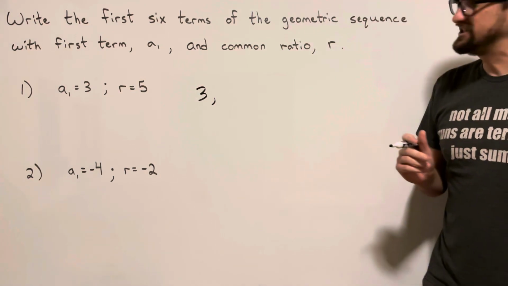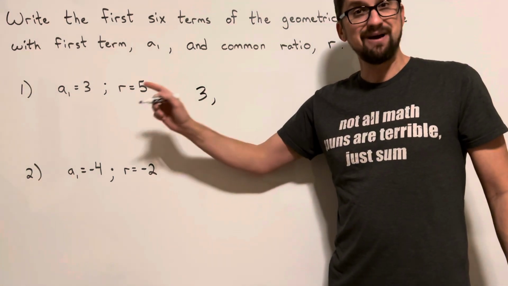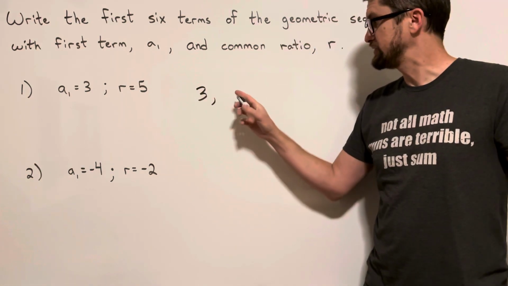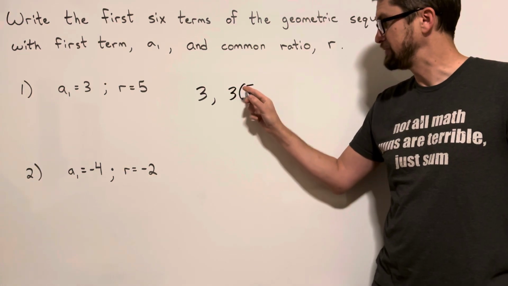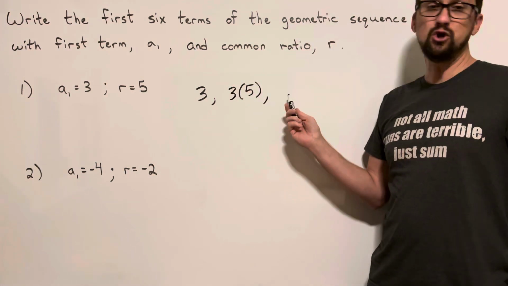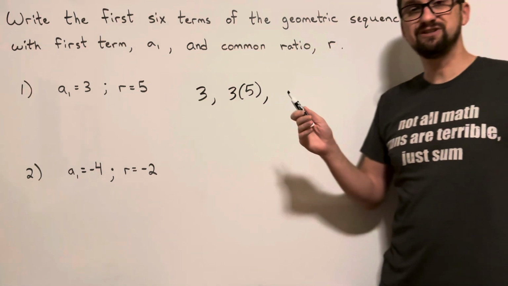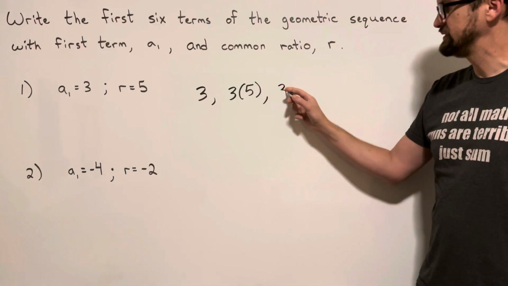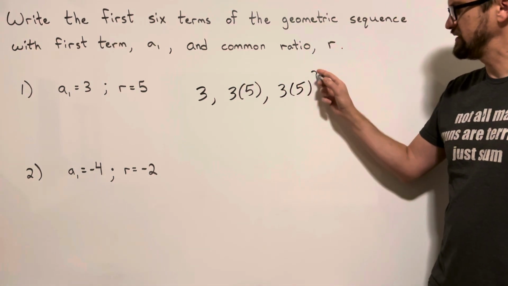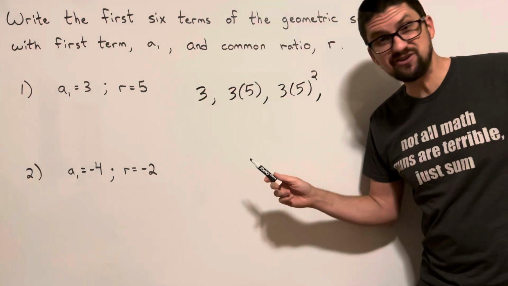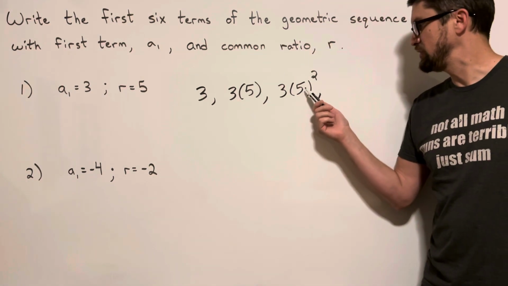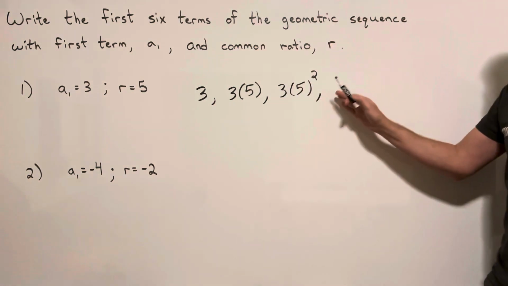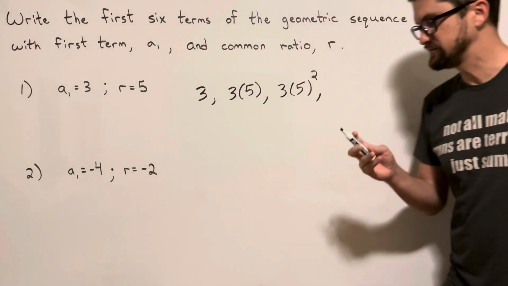For a geometric sequence, what you do is multiply by the common ratio. So the second term is going to be the first term 3 multiplied by the common ratio. The third term, what you do is now multiply by another ratio. You could write that as 5 squared. So for a geometric sequence, the common ratio, the exponent increases by 1 on each term that comes next.